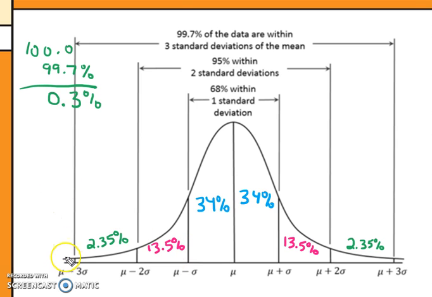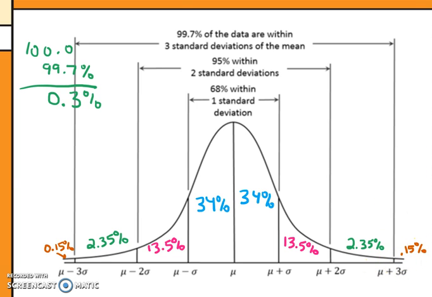Okay, so almost nobody's way out here in these outlier parts. But total, this little piece and this little piece add to 0.3%. So individually, they must each be half of that because we know this thing is perfectly symmetrical. So 0.15% of people do better than or worse than 3 standard deviations above or below the mean.